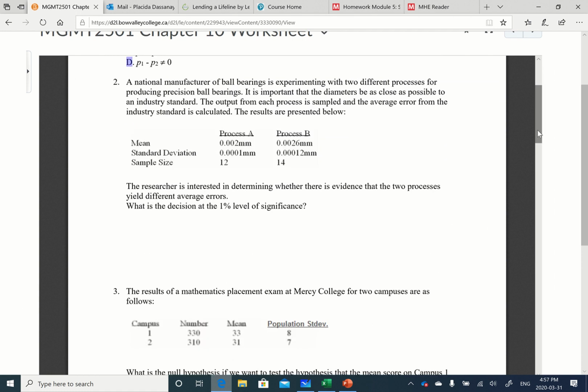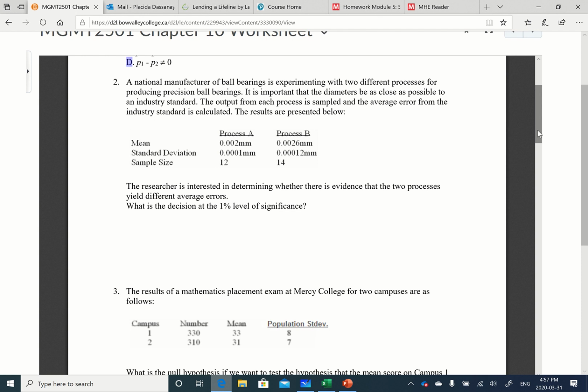A national manufacturer of ball bearings is experimenting with 2 different processes. That indicates we are going to compare 2 different processes, process A versus process B, for producing precision ball bearings. It is important that the diameter be as close as possible to an industry standard. So they have to maintain the industry standard, right? Otherwise they wouldn't fit, right? If you don't control the quality of their product, it is going to be problematic.